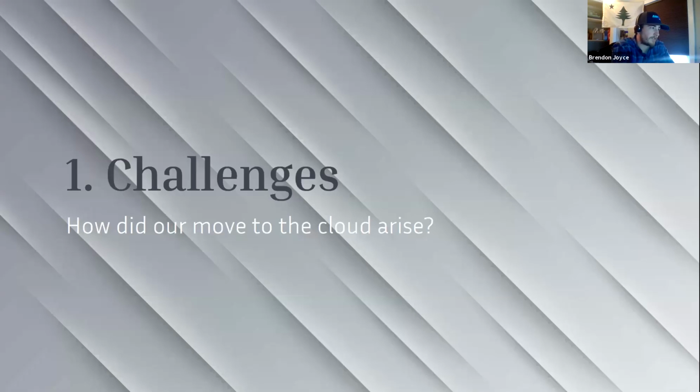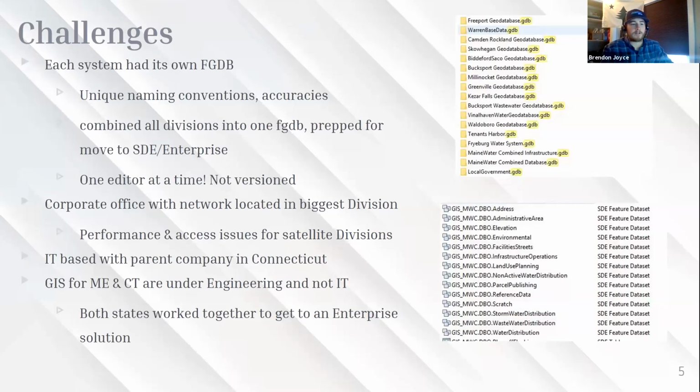So one of our biggest challenges was this geographical difference of our locations, and how do we standardize all of the divisions, because they're all in a different spot. So when I started in 2015, each system had its own file geodatabase, and each had their own way of naming things. So one of the first big tasks was trying to get a standardized naming convention, and then also combining all of them into one combined system.